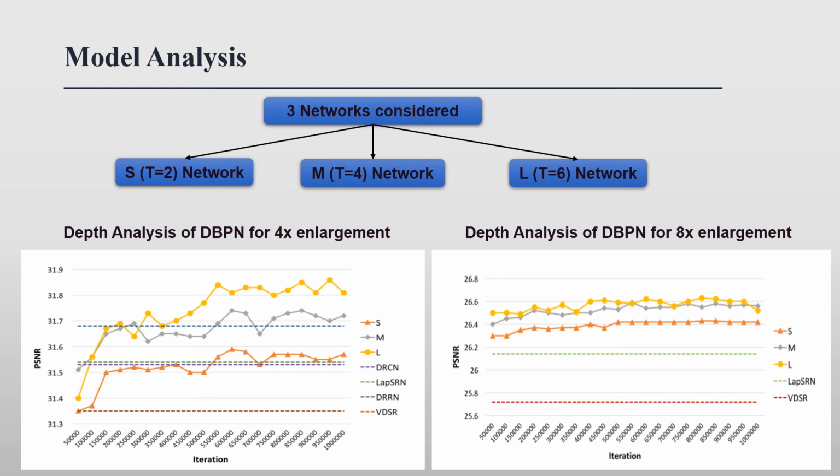The same depth analysis of these deep back projection networks is done for 8 times enlargement as well, and all three proposed networks perform very well compared to all the other existing methods of generating a super resolution image with good peak signal to noise ratio. One can observe here there is less dB difference between the medium and large network as the number of iterations progresses.